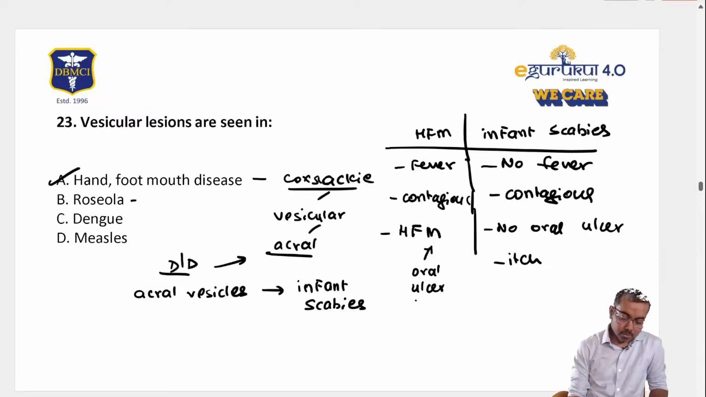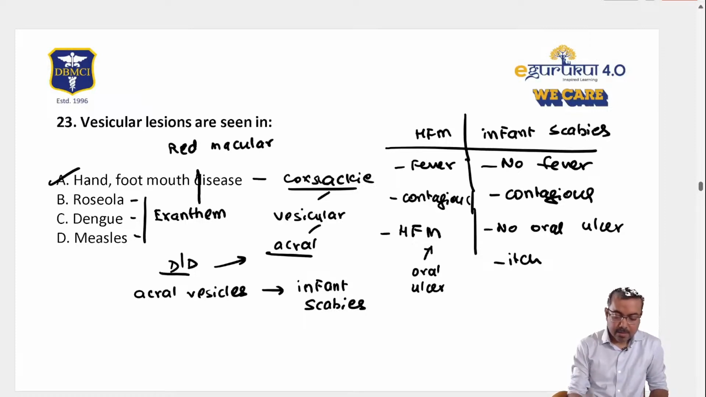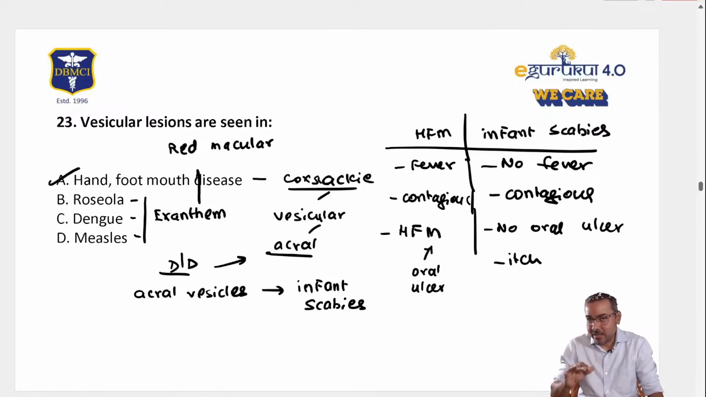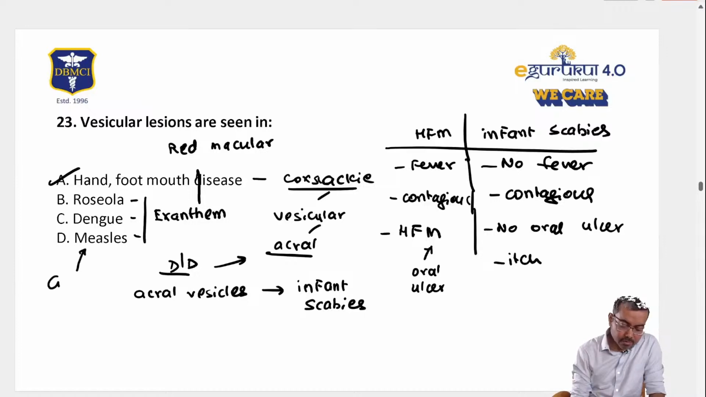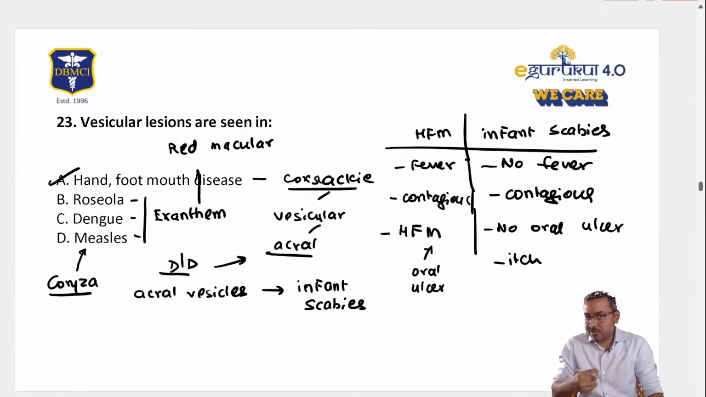Roseola, dengue, and measles are all exanthem. Exanthem means red rashes, red macular rashes. The word macule means flat areas. Measles will always have some degree of coryza, meaning some upper respiratory infection, cough, and some kind of red eyes, suffusion of the conjunctiva.